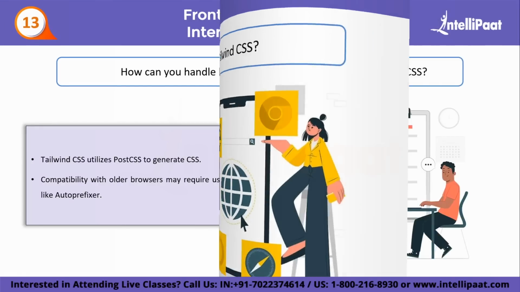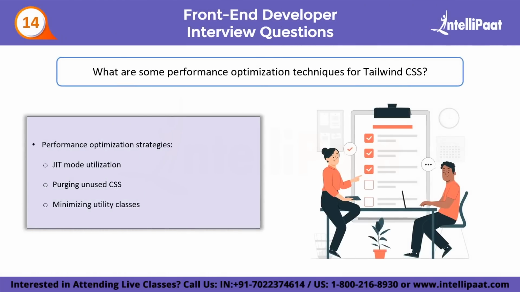What are some performance optimization techniques for Tailwind CSS? The answer to this question is, performance optimization includes using JIT mode, purging unused CSS, and minimizing the number of utility classes used. Additionally, minimizing the number of variants and keeping the configuration file lean can improve the performance. Moving on to the next question.